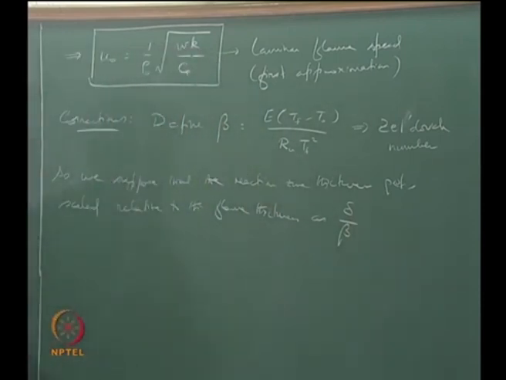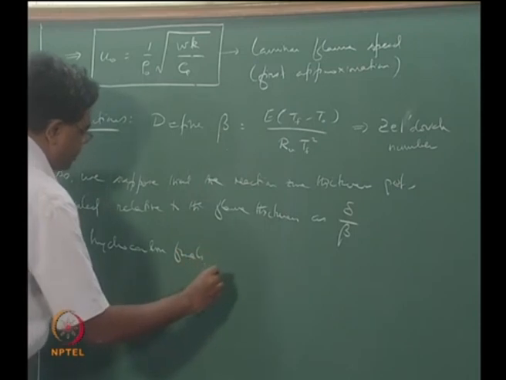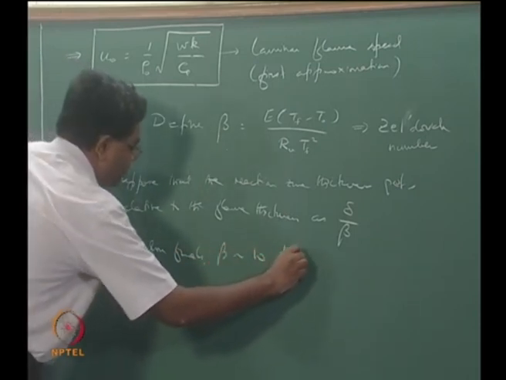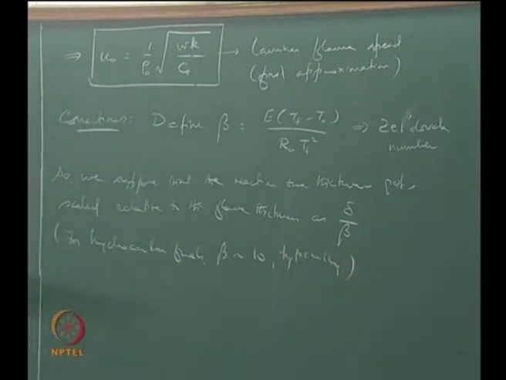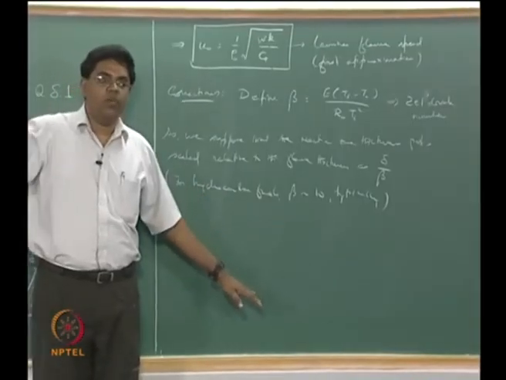So typically, for hydrocarbon fuels, beta is about 10 typically. I'll try to give you the exact number some other time, based on what E is and what TF will be, and so on. So we can actually factor in and find out that beta is of the order of 10. 10 exactly means that it's about one order of magnitude more than one.